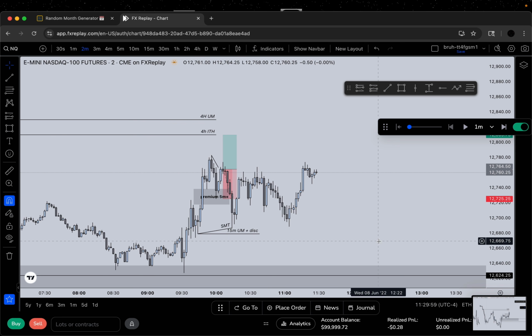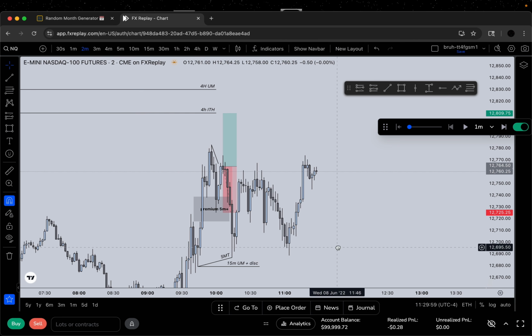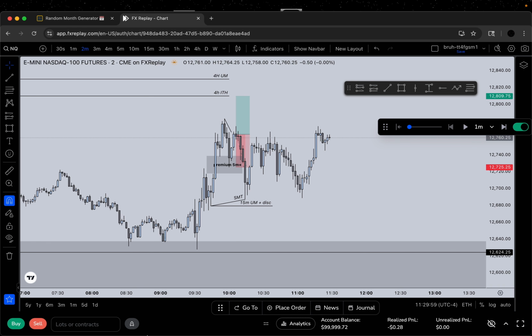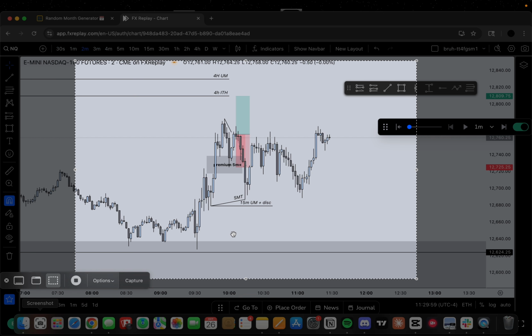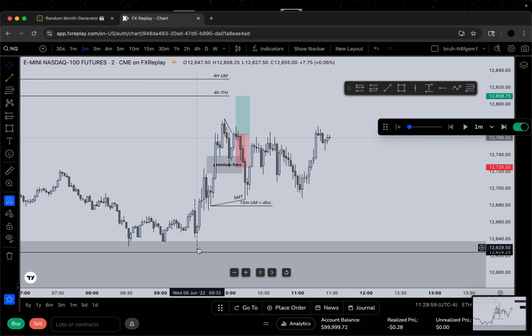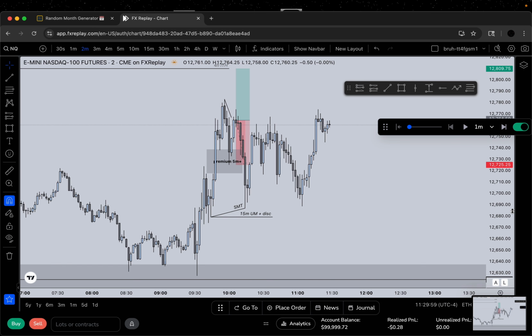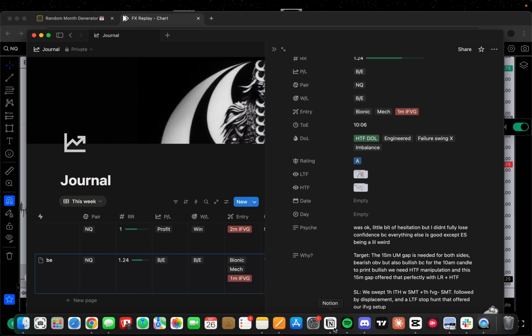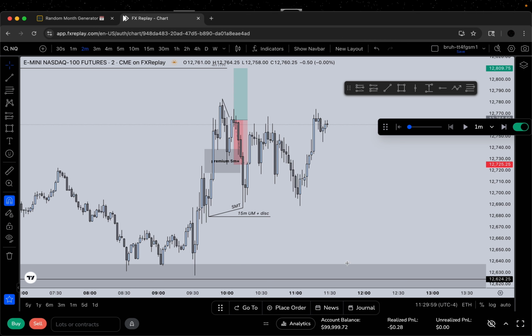And then this was the inversion I took. Honestly, it's a very good continuation in my opinion. I mean, 930 manipulates. We respect this low. We hit the 4-hour gap. Didn't take this because there was an SMT there. And then it just rips up. So definitely a key level issue. That brought me... Oh my God, bro.